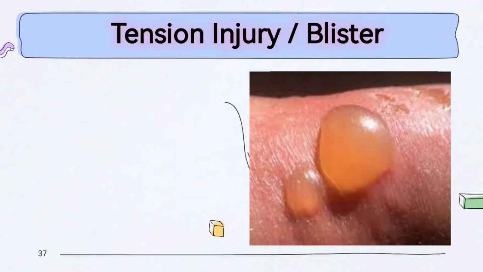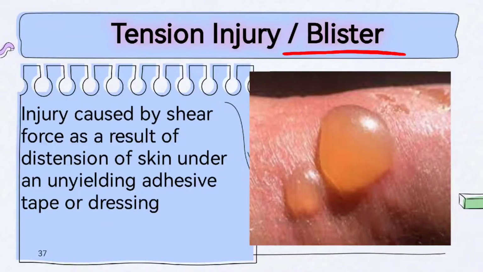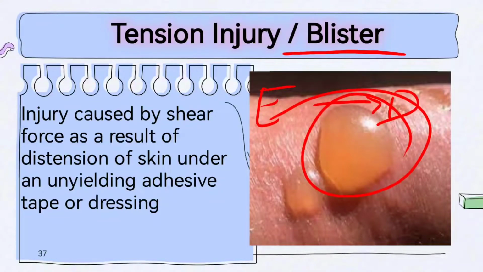Next, our favorite of all is the blister. Tension injury or blister. Okay, there is a separation of your epidermis from your dermis. Now, we talk about blister on pressure injury, okay? And we have two types. We have stage 2 if it's a clear filled blister, and we have a deep tissue injury if it's a blood filled blister.